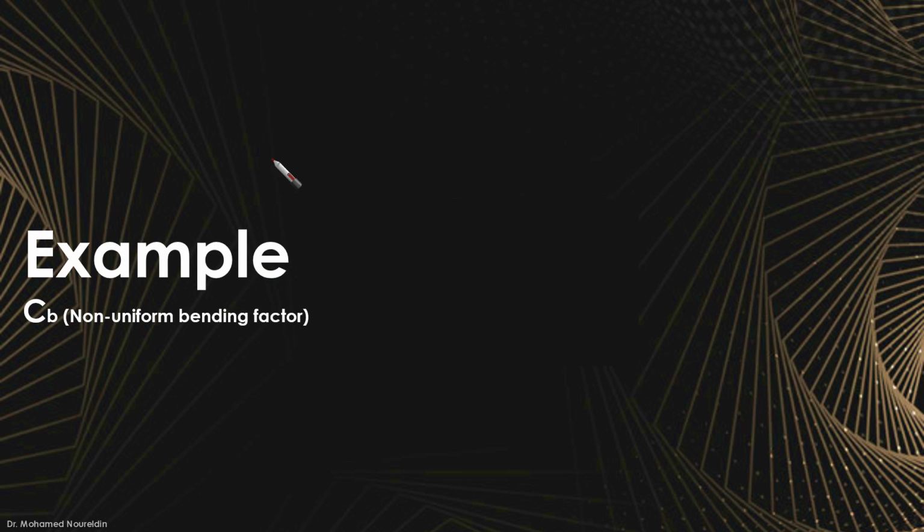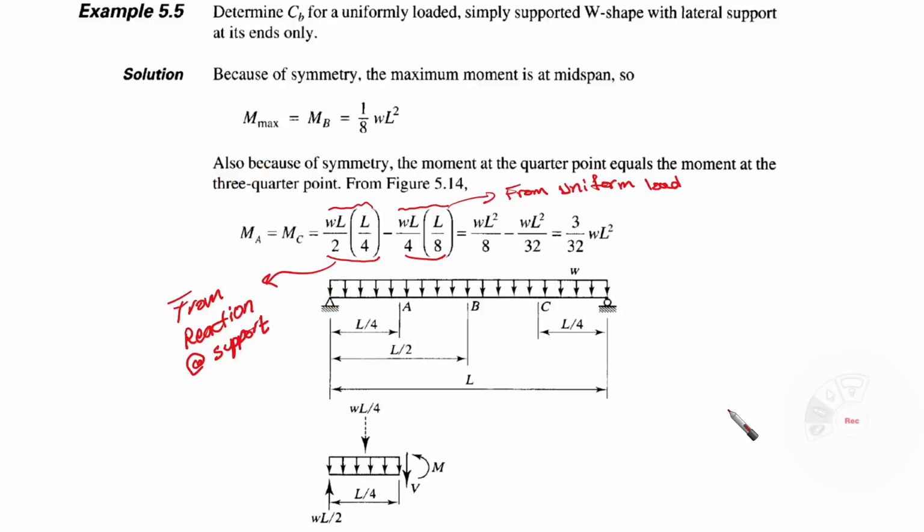Now we are going to talk about one example, including the inclusion of CB, the non-uniform bending factor. We're going to consider it and look at how much it contributes to our results. Now let's have an example. This example is 5.5. You can find it in the textbook as well.